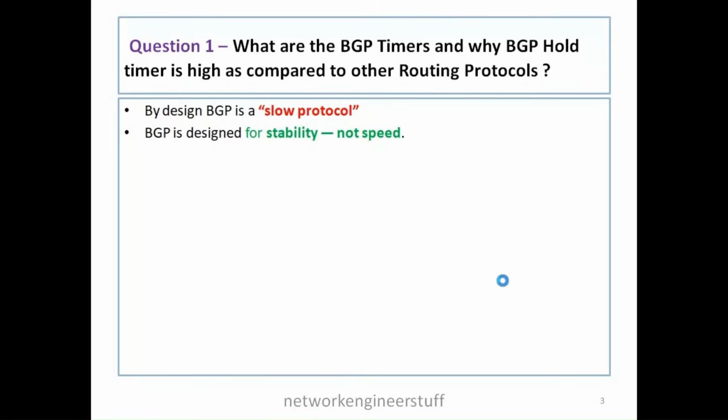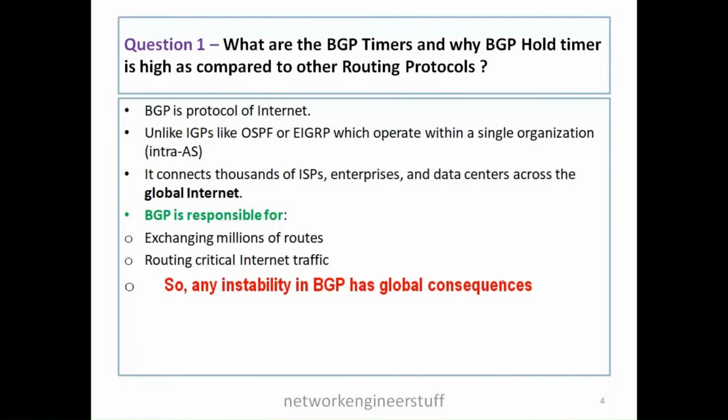The answer to this question is that, as you know, BGP is the protocol of the internet. BGP is the only protocol in this category of EGP, the exterior gateway protocol. So it's a protocol of the internet. Our IGPs operate within a single AS. They are intra-AS routing protocols, whereas BGP is an inter-AS routing protocol. BGP connects thousands of ISPs, enterprises, and DCs across the global internet.